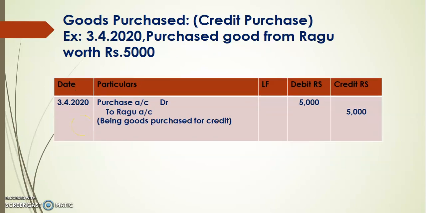Next, for credit purchase, here the transaction is purchased goods from Raghu worth rupees 5,000. So, this is treated as a credit purchase. So, here mention the name of the seller, Raghu. Not mention cash. So, this is the credit purchase. At the time of credit purchase, we make a journal entry: purchase account debtor to Raghu account. So, at the time of cash purchase, to cash. At the time of credit purchase, to Raghu. So, purchase account debited, Raghu account credited here.